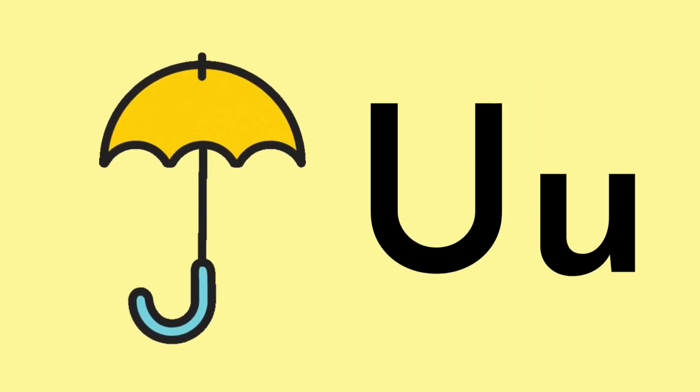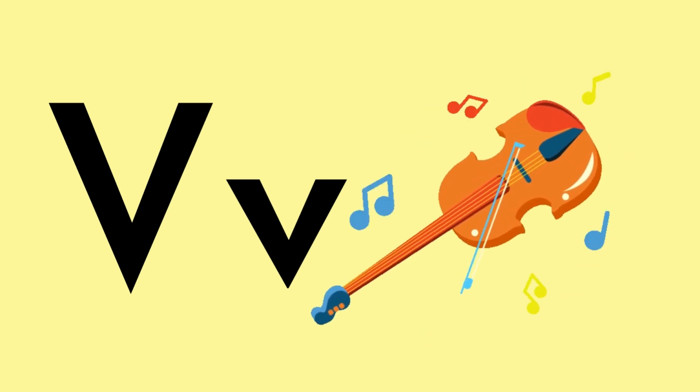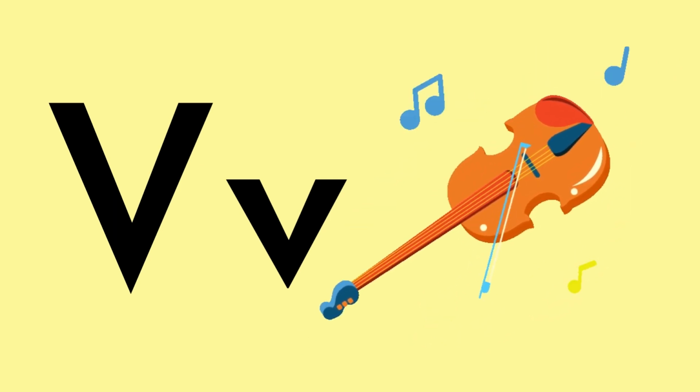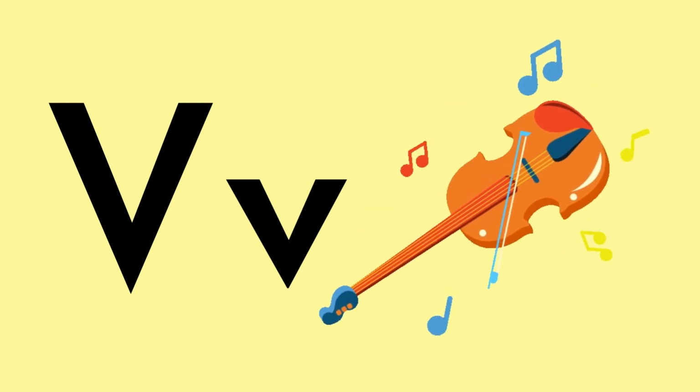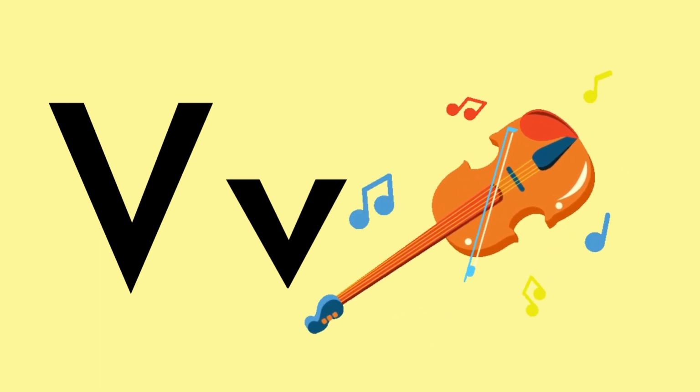Letter U. U is for umbrella. Letter V. V is for violin.